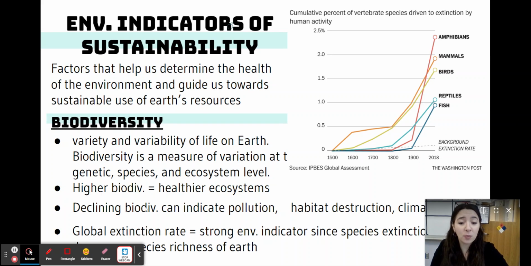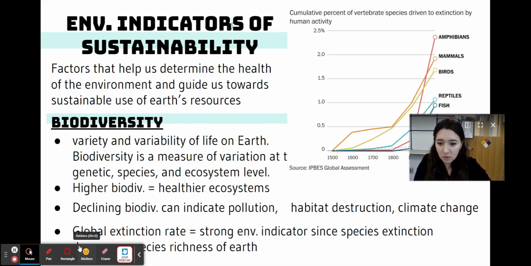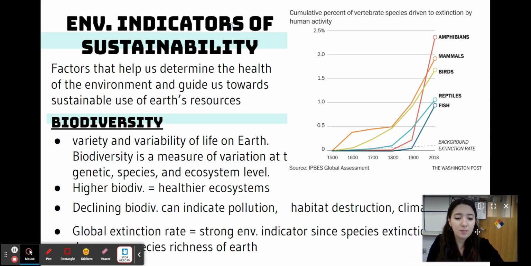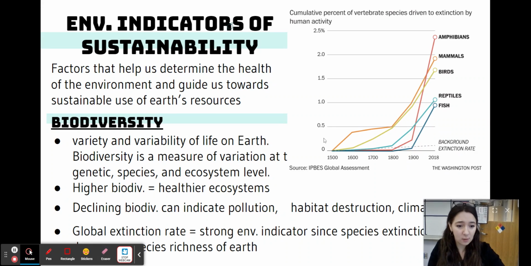Okay, and global extinction rate. This is how fast we have species that are going extinct. Remember, extinction means every single individual of that species no longer exists. Okay, so we have a really high global extinction rate. It's a really strong environmental indicator since species extinctions determine the richness of Earth. Okay, so high global extinction rate, bad.